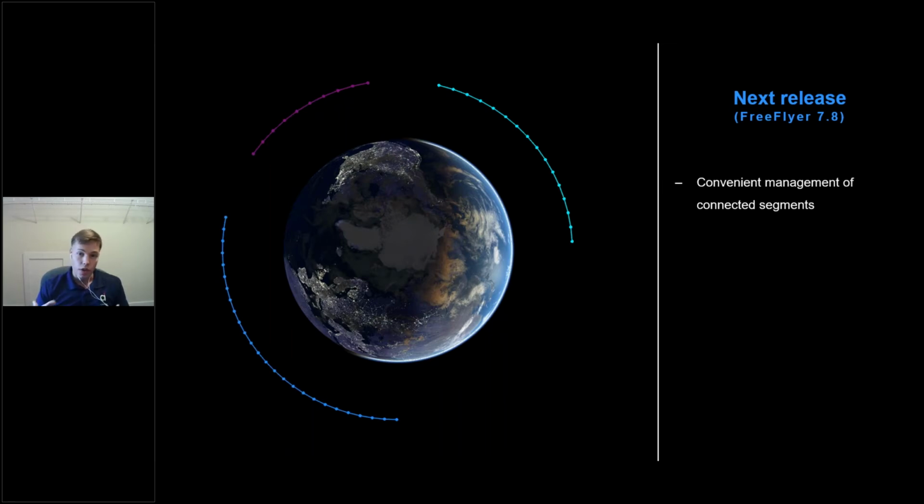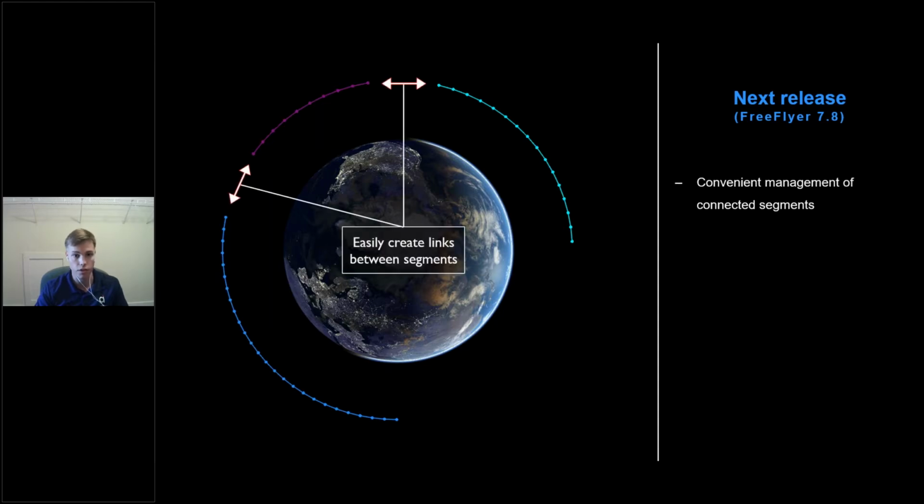Now, once you have one segment, you can easily add a second or third or any number of segments and easily connect them to form a larger trajectory. So once I have my individual segments, in order to link them up, all I have to do is tell FreeFlyer, hey, I want you to link these segments in position, in velocity, epoch, whatever it is, or all three.